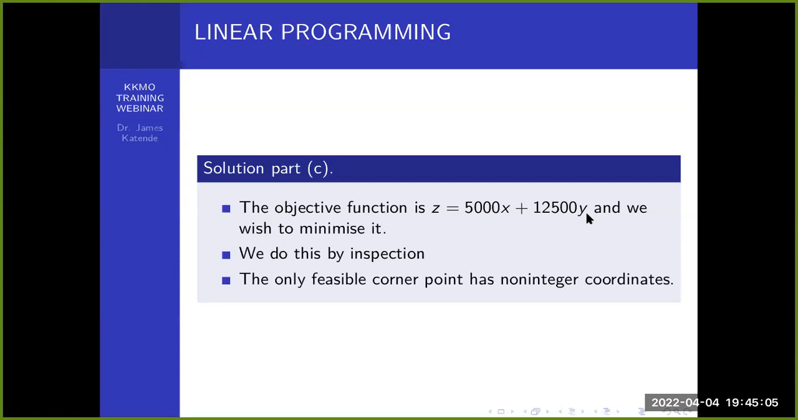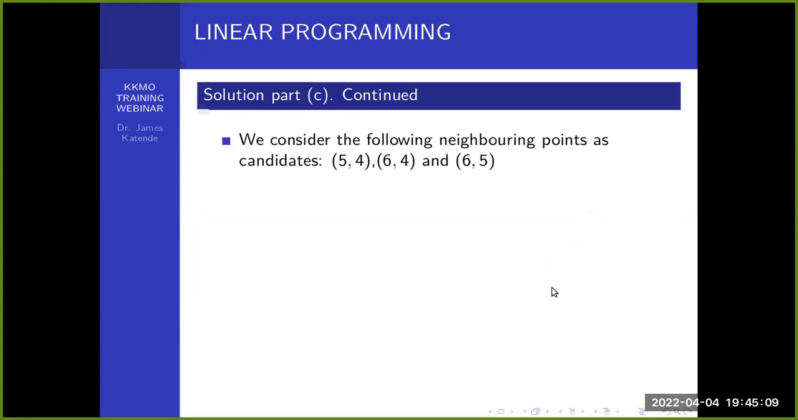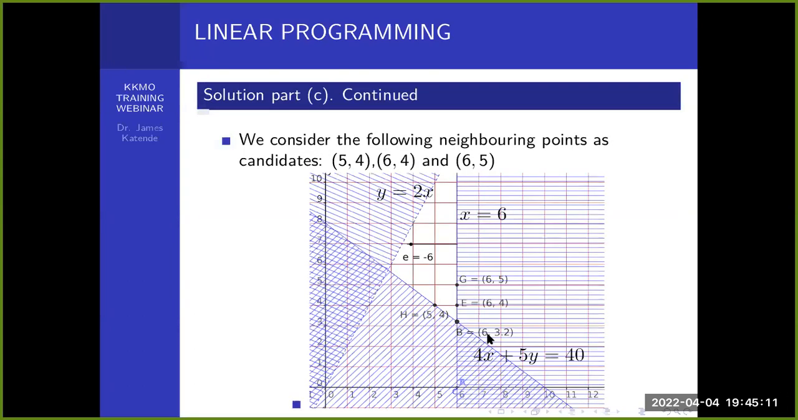So as we saw in the earlier diagram, the only feasible corner point has non-integer coordinates. So if you look at the diagram here, this corner point has the coordinates 6 and 3.2. So we can't use that because we can't get 3.2 trips. We need a whole number for that. Usually what happens in such a case is you consider the neighboring points.